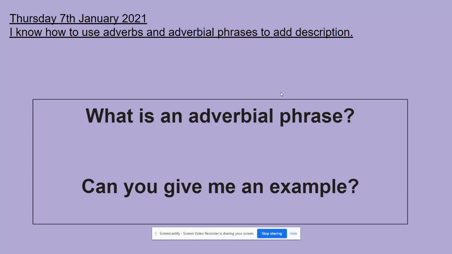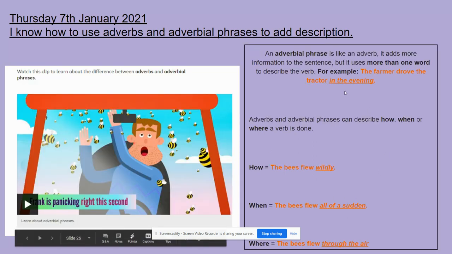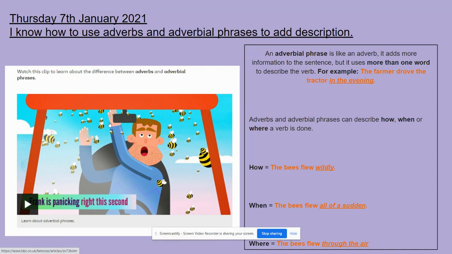But you know what a phrase is. A phrase is a group of words. You know what an adverb is. It's a word that describes how or when something is happening. So an adverbial phrase is just a word or a group of words that describes when or how something happens. So either listen as I read through this example here and then watch the video, or pause my video and click on this link and you can watch that first.